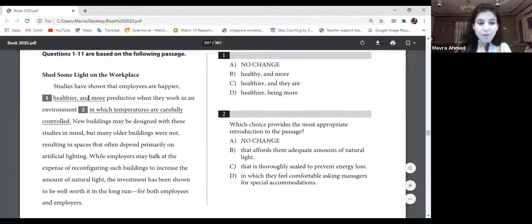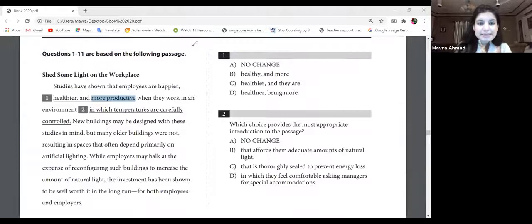More productive को हम obviously productivier तो नहीं कर सकते because -ier cannot be added to the word productive. It's going to be more productive because this is the right comparative form of the adjective. So we can see that the concept that we are focusing on over here is parallelism, right? क्योंकि happier, healthier and more productive. अब option B में हमारे पास है healthy and more. अब healthy अगर हम यहाँ कर देंगे तो healthy is not going to be consistent with happier, right?